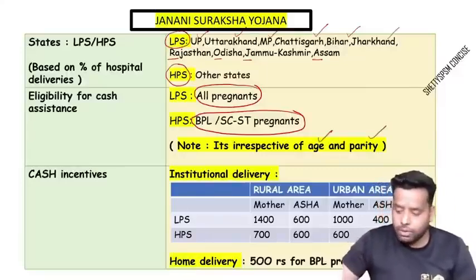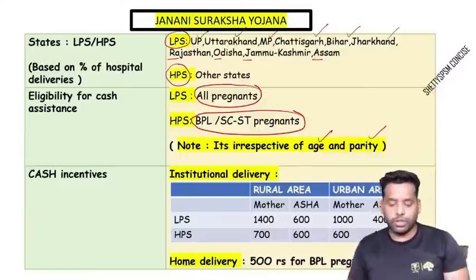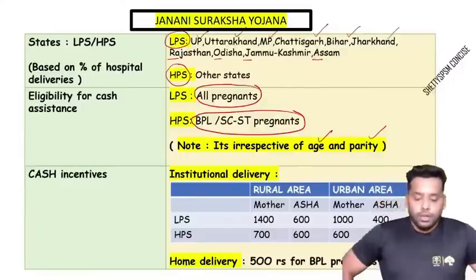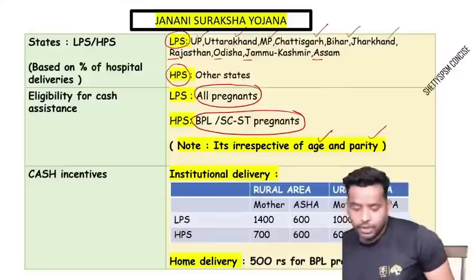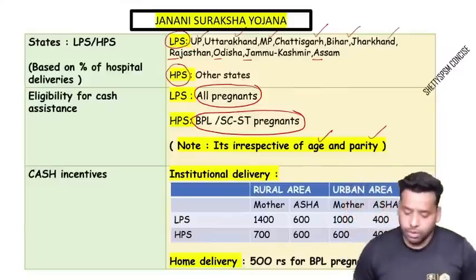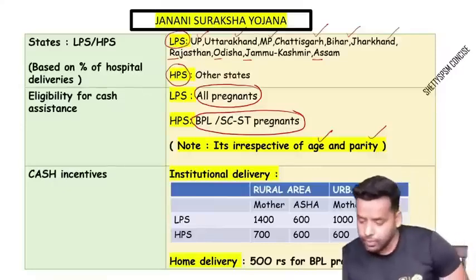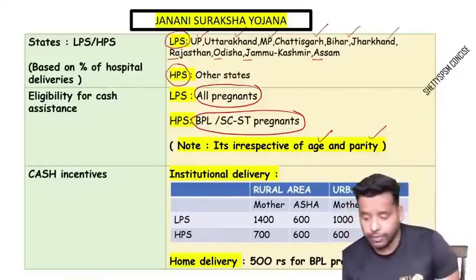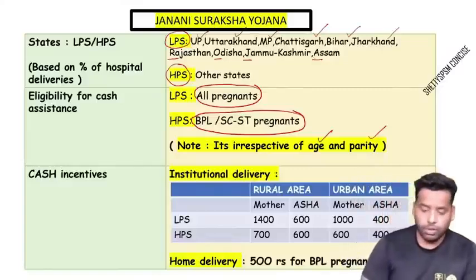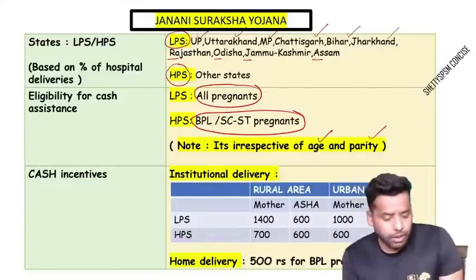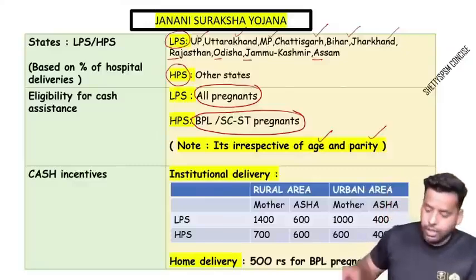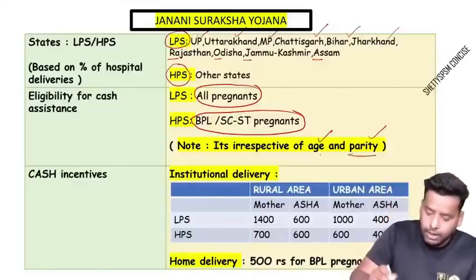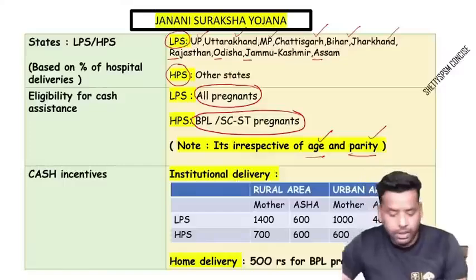Cash is given up to 2 live births only, true or false? Listen to my words properly. Up to 2 live births, true or false? False statement. Number of live births is not a criterion now. Age is also not a criterion.